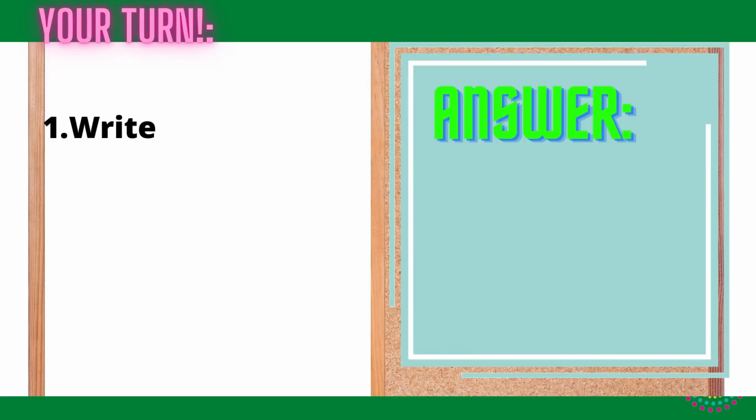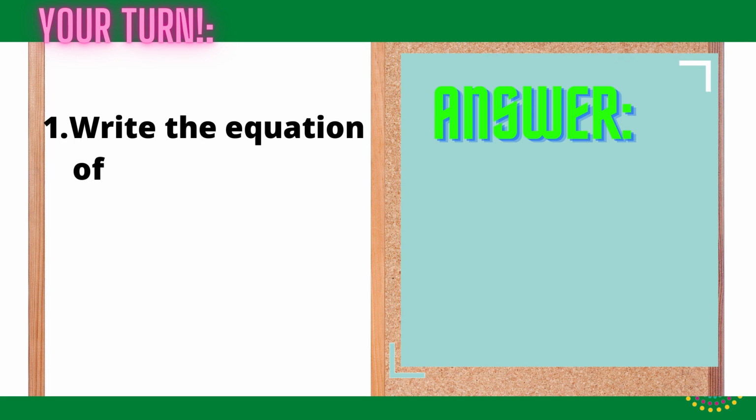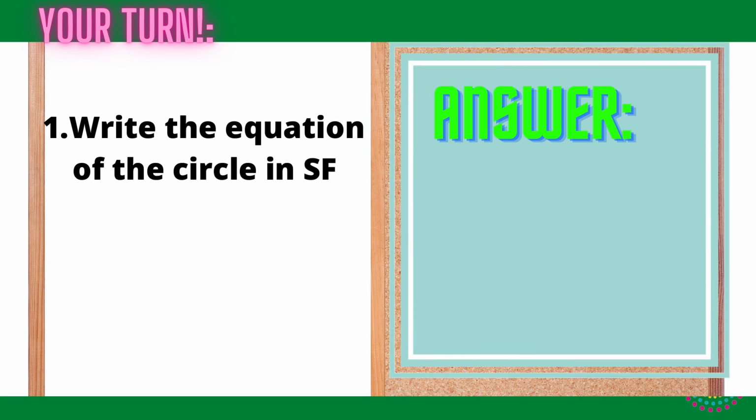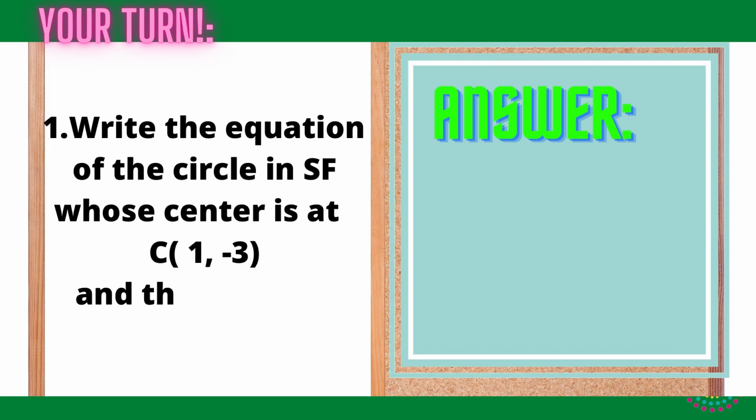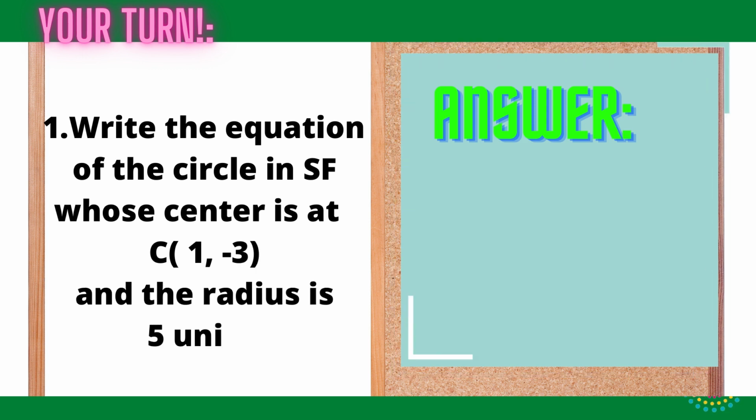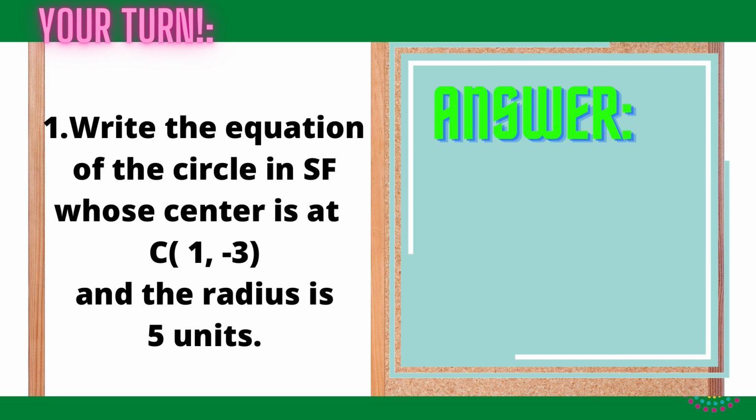Okay, it's your turn to answer the first question. Write the equation of the circle in standard form, whose center is at C(1, -3), and the radius is 5 units. Okay, you may now solve.